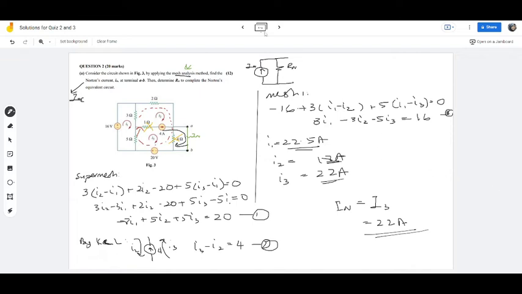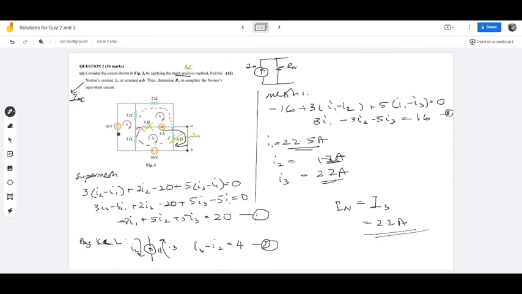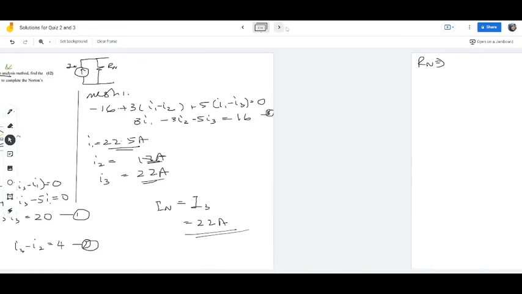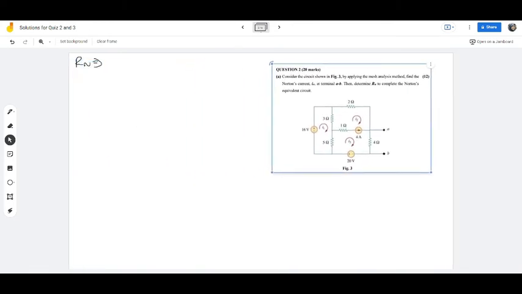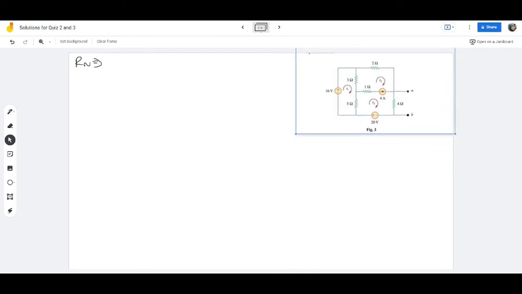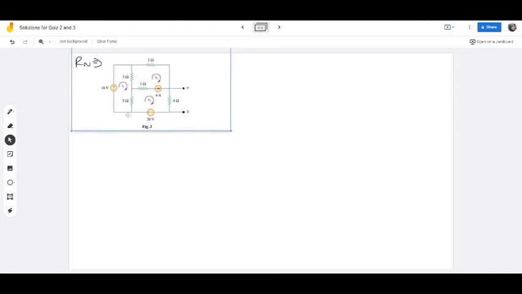Alright, now let us do for R Norton. So if you remember, when you want to do R Norton, you must sketch a new circuit after turning off all independent sources. Let me just do that so that you can actually see the question here. I'm just gonna put it on this side over here. Okay, I best put it this way, right?